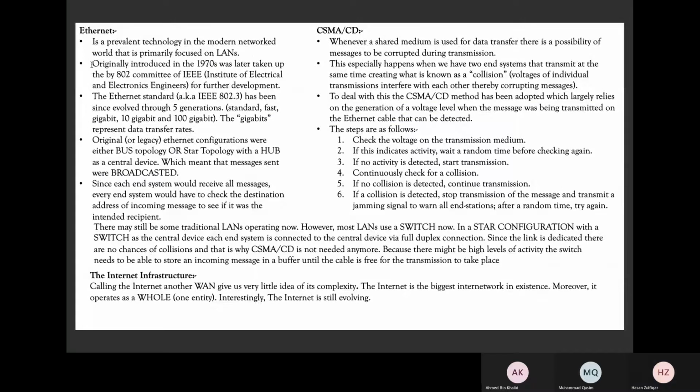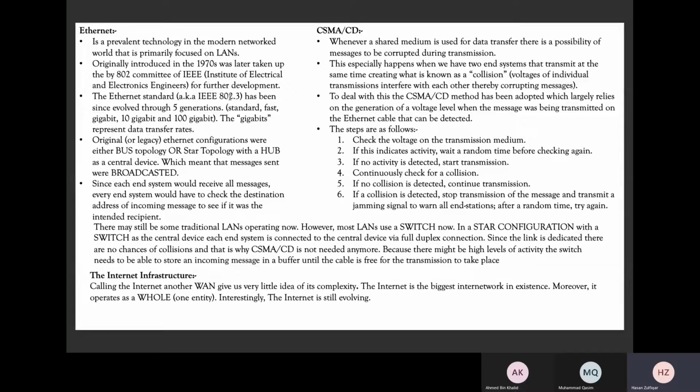Okay, so now Ethernet is a prevalent technology in the modern network world that is primarily focused on local area networks. Originally introduced in the 1970s, it was later taken up by the 802 committee of the IEEE, the Institute of Electrical and Electronics Engineers, for further development. The Ethernet standard, which is also known as IEEE 802.3, has since evolved into 5 generations.